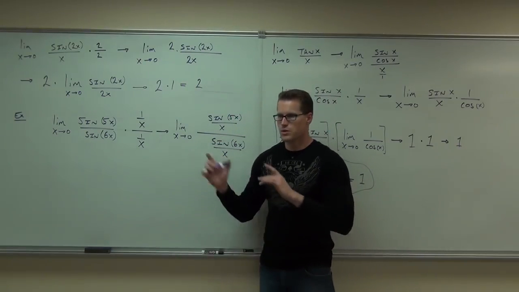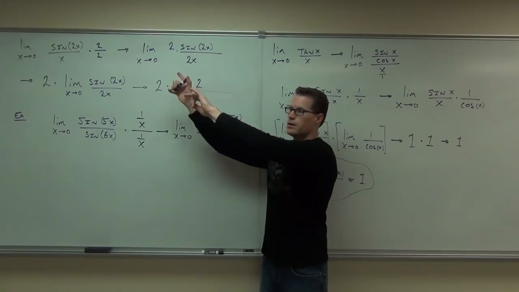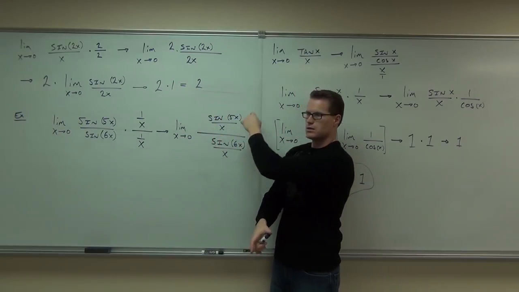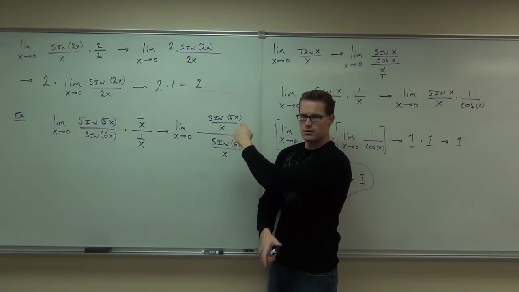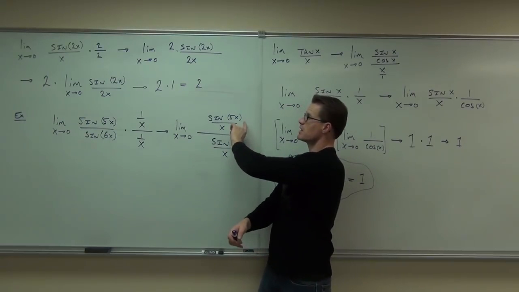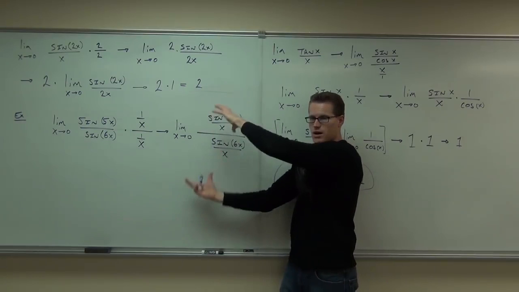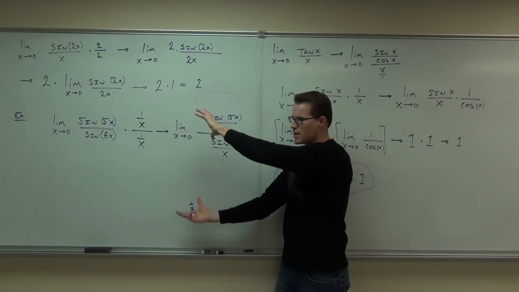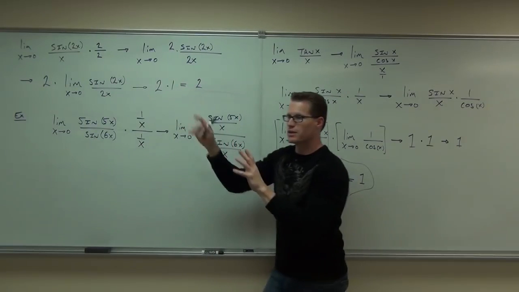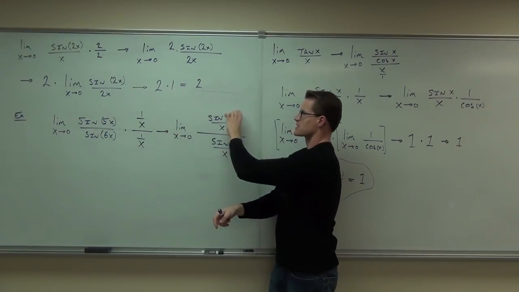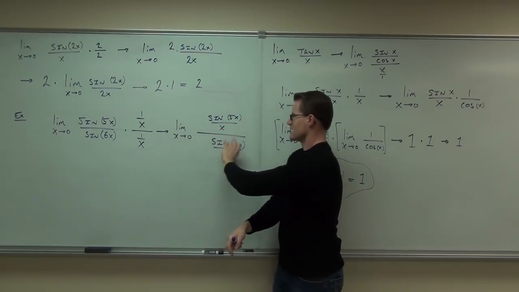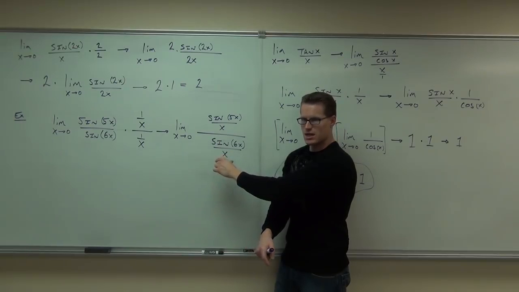Hey, using what we found out here, can you tell me what the limit of this thing is going to be? 5. Why is it 5? It's going to be 5 times the limit of sine x over x. Could I do the same thing here? Remember, I can separate limits by division, right? So I can write limit over limit. I can do that. So if I multiplied 5 over 5 like I multiplied 2 over 2, ultimately I'm going to have 5 times this limit, where the 5x and 5x is the same. I'm going to have 6 times this limit, where the 6x and the 6x are the same.